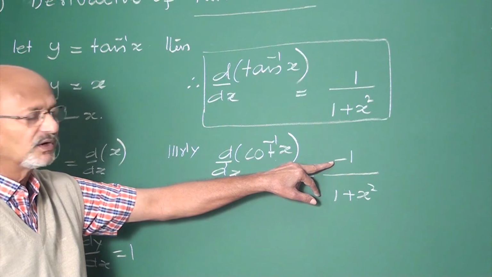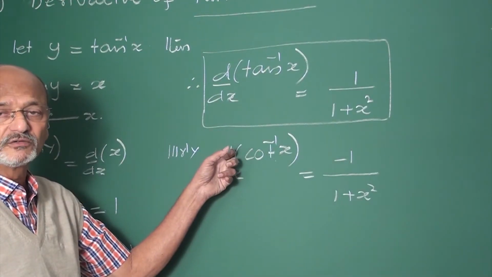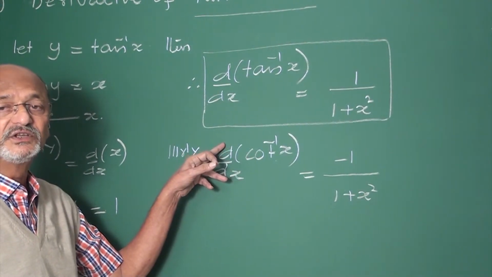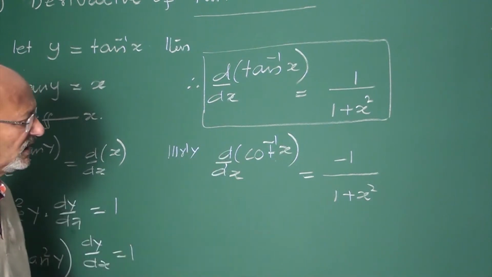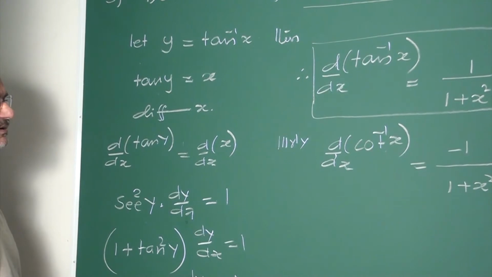It is easy to remember which is minus. Which is minus? The derivative of cot inverse. Why? It is an inverse trigonometric function that starts with letter C, my friends. C for minus.